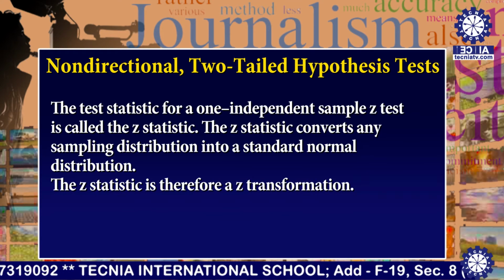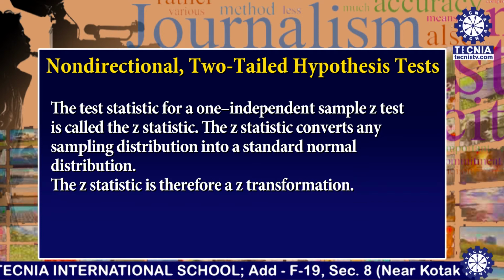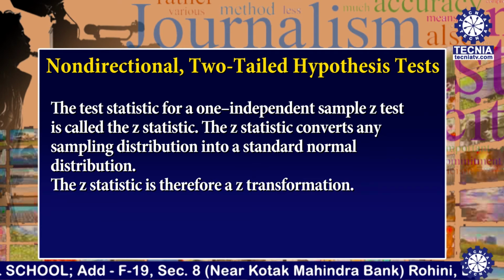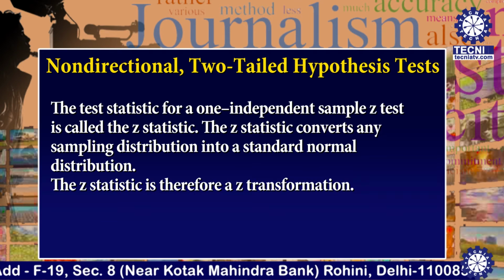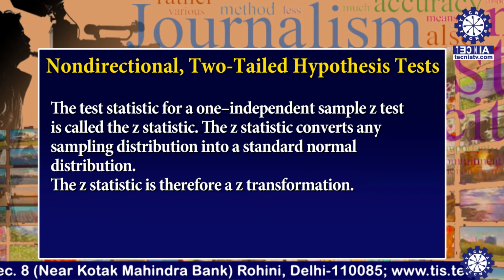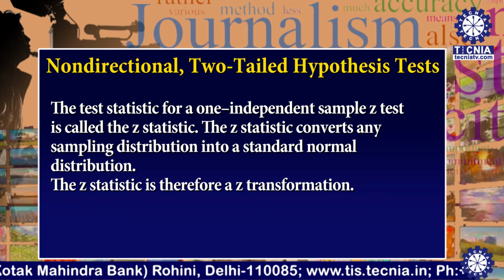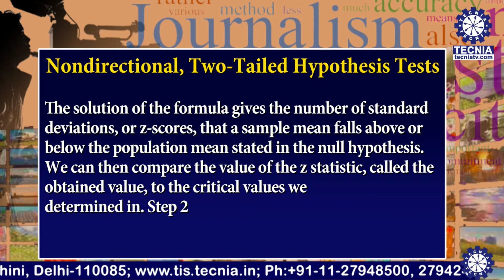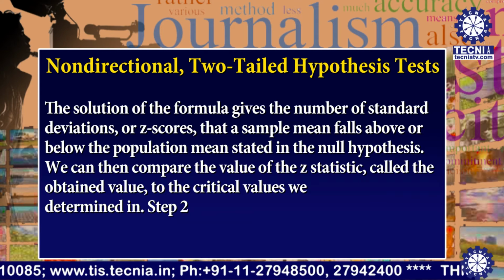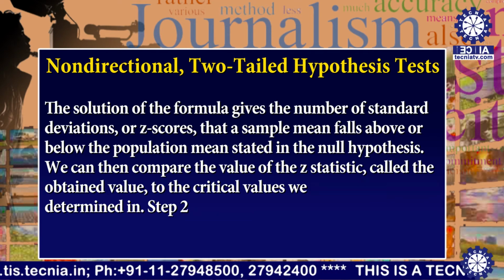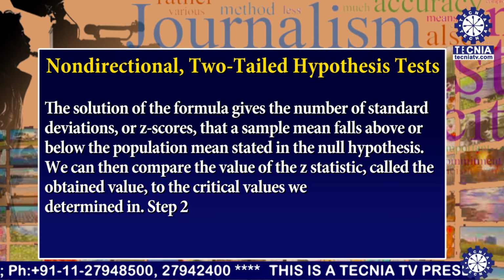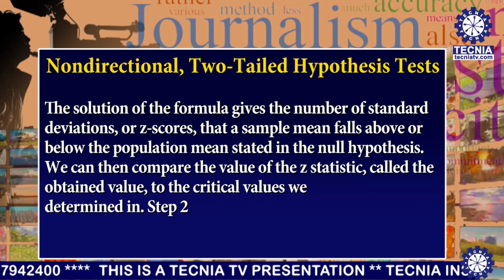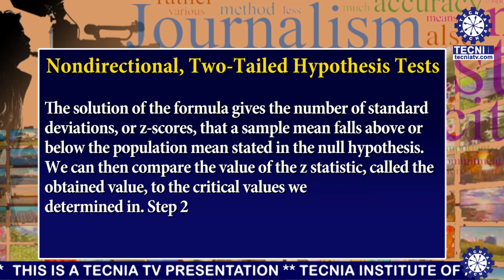The test statistic for a one independent sample Z-test is called the Z-statistic. The Z-statistic converts any sampling distribution into a standard normal distribution. The Z-statistic is therefore a Z transformation. The solution of the formula gives the number of standard deviations or Z scores that a sample mean falls above or below the population mean stated in the null hypothesis. We can then compare the value of the Z statistic, called the obtained value, to the critical values we determined in step 2.